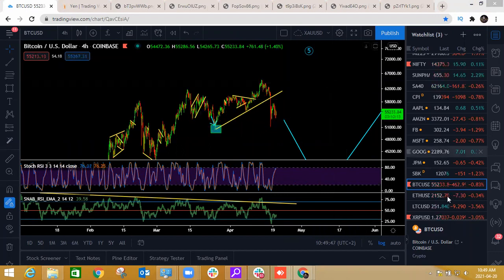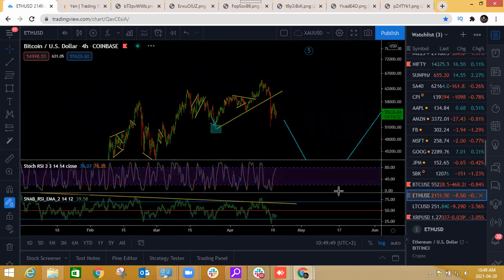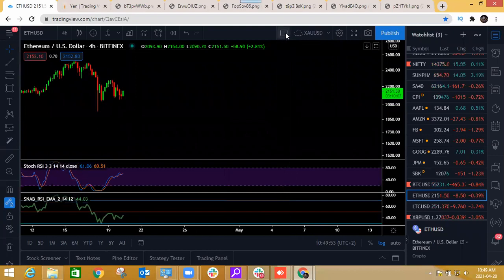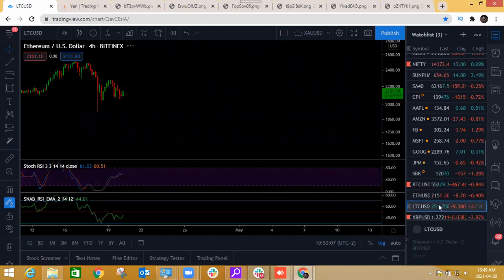Okay, so that is Bitcoin. Ethereum, the same. So we could get here, these are 3 waves to the upside. This is a corrective structure. And we're going to get 3 waves up before we come down. Let's see how Ethereum plays out, as well as Litecoin.